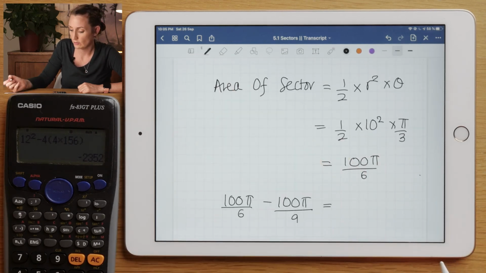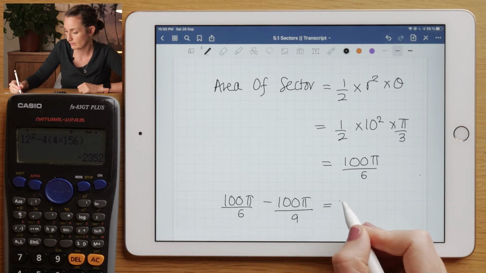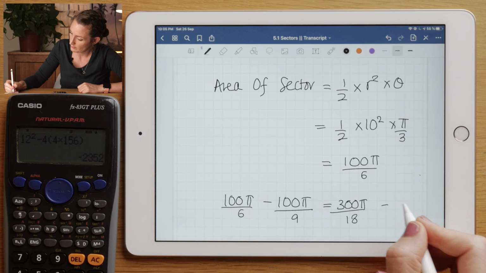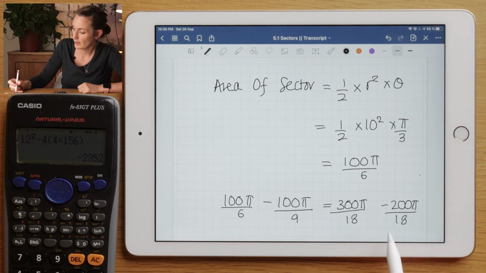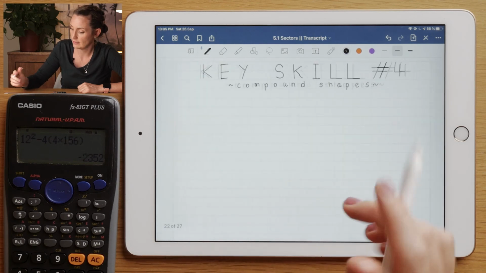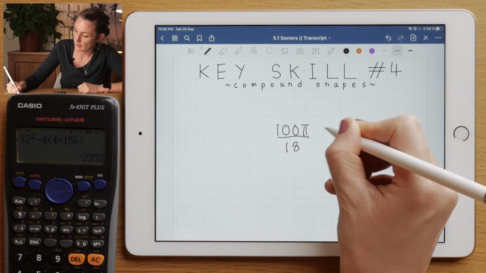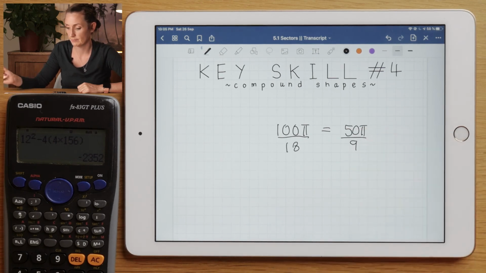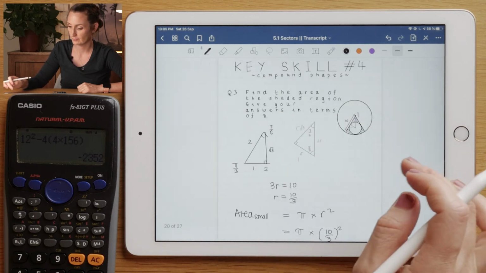You just need to make the lowest common multiple of 18, so you would multiply the first one by 3 and the second one by 2. So your final answer would be 100 pi over 18, which you could cancel down by dividing by 2 to 50 pi over 9. And that's done. I hope you enjoyed that tricky question.